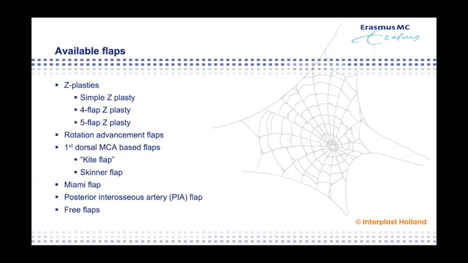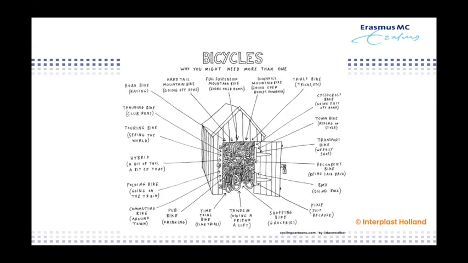For the available flaps, you've got several flaps. I'm not going into them all. I really like the double opposing Z plasty, and I like the Skinner flap, not the kite flap. I don't like the kite flap, because the kite flap is from the dorsal side of your index finger. If you put it somewhere else, you have to put a skin graft on the dorsal side of your index finger. It can give adhesions to the extensor apparatus, and it might be painful because it's very thin skin. So I like the Skinner flap, and I will show you later on.